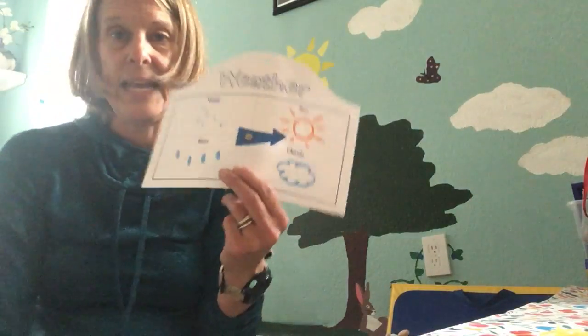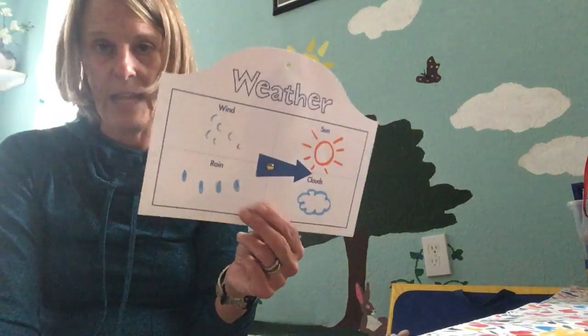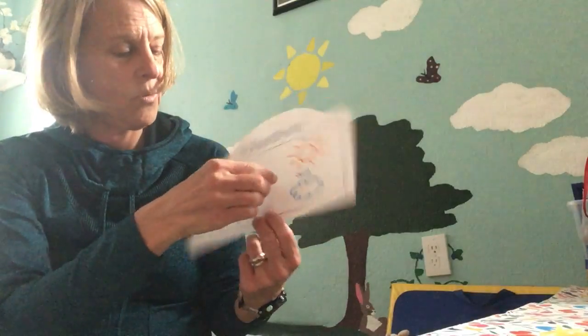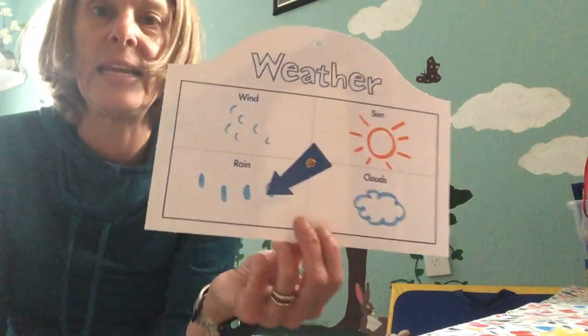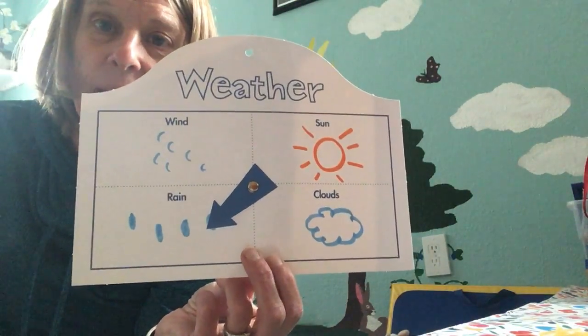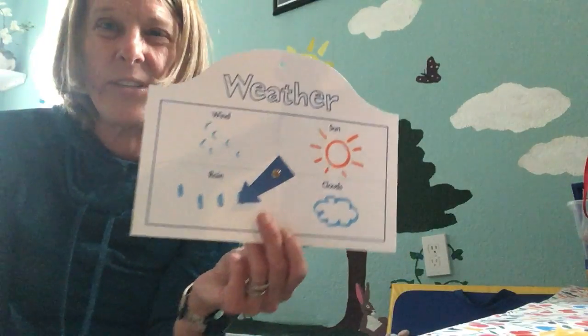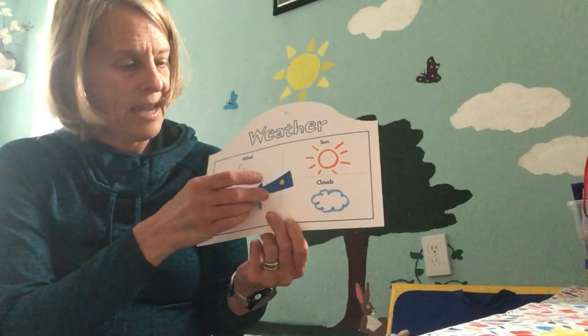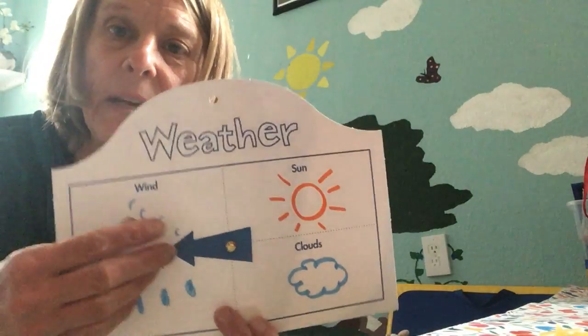What about a rainy day? If it's rainy, is it also cloudy? Yes. So don't worry about that. If it's actually raining, put the arrow on the rain. And what if it's rainy and windy? Same thing. You could put it right in the middle, or you could pick whichever one you think it's mostly rainy or mostly windy.